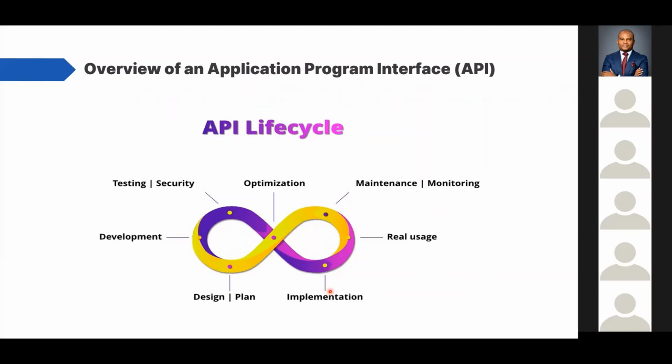Then this brings us to the next phase of the application program interface lifecycle, which is the reusage, which means APIs are ready for consumption.